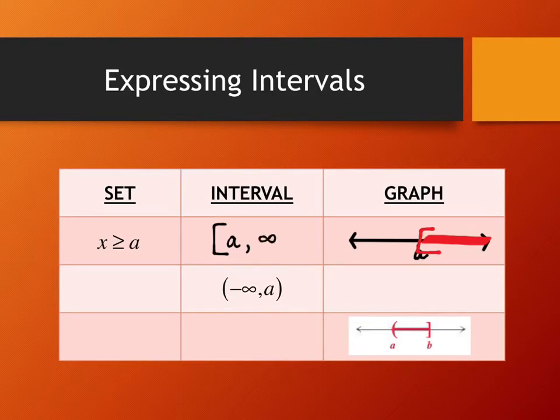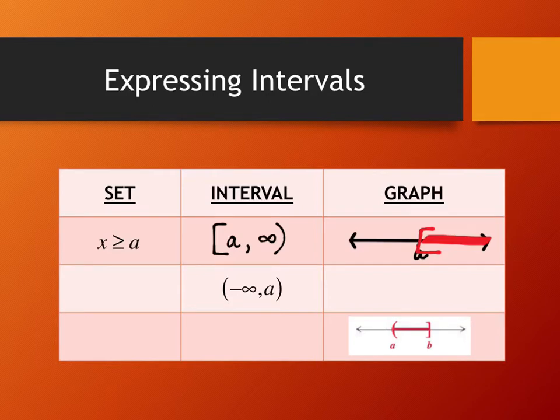Now the reality is infinity is not really a value, it's a concept. It's the idea of increasingly larger values that never end. It's not a number, so we have to remember that we can't treat it quite like a number. So anytime we put an infinity down, we always put a parenthesis by it. The parenthesis means I cannot equal something. And I cannot equal infinity because it's not a number I can equal. It's not a number at all. Brackets, like you see by the side of the A here, mean I can equal something. So I had an equal to sign in the set notation, so I used a bracket to indicate that I can equal that value.